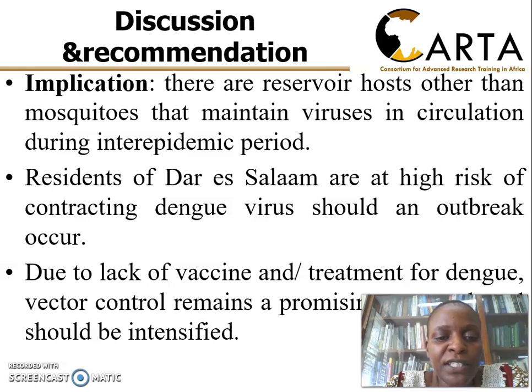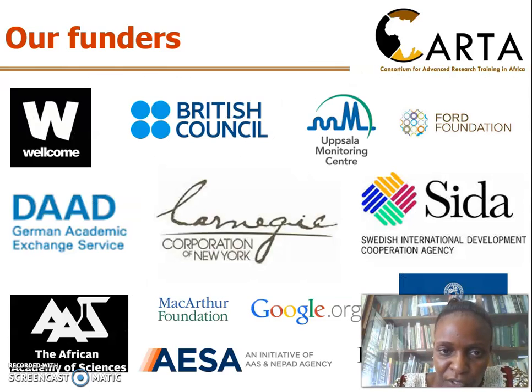At the moment, there is no vaccine for dengue and the other arboviruses except for yellow fever. There is also no treatment for dengue and the other arboviruses. So vector control remains the most promising approach. So we recommend the intensification of vector control strategies in the country for the control of dengue and the other vector-borne diseases. So this is the end of my presentation.